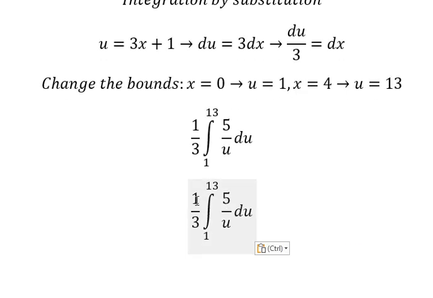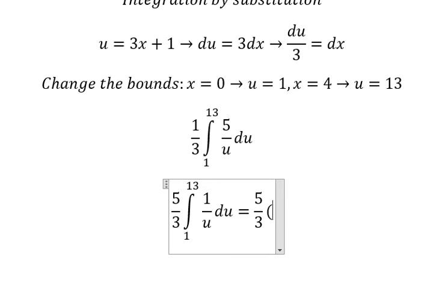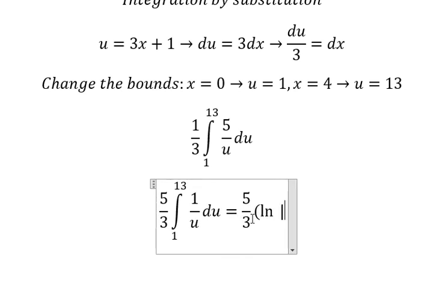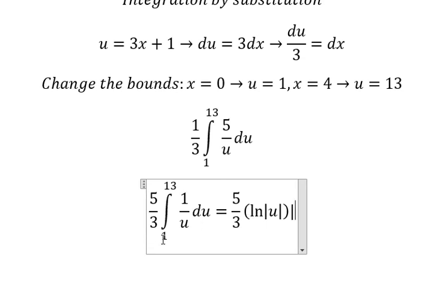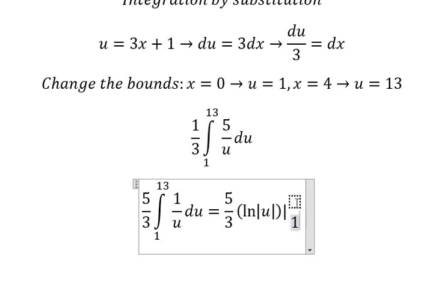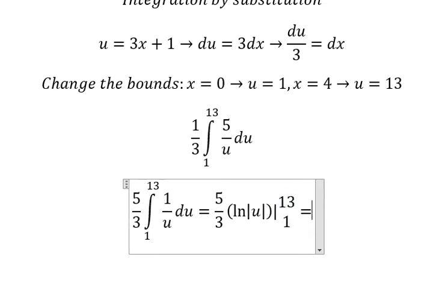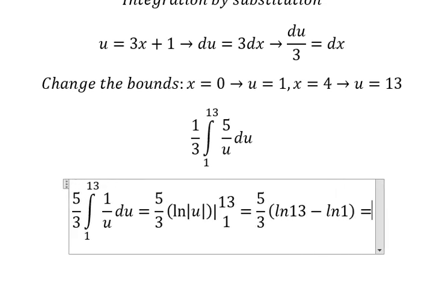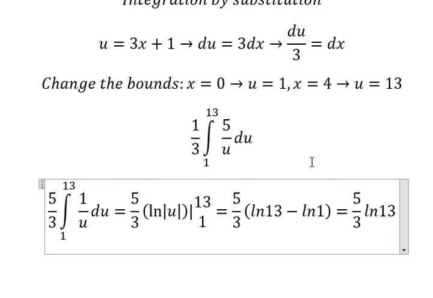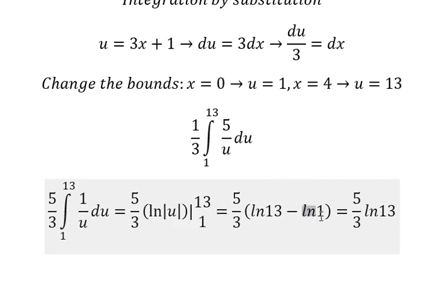So I will put number 5 outside. The integration of 1 over u, we have ln of the absolute value of u. And we put the bounds from number 1 to number 13. And now we have the final answer. ln number 1, you get 0.